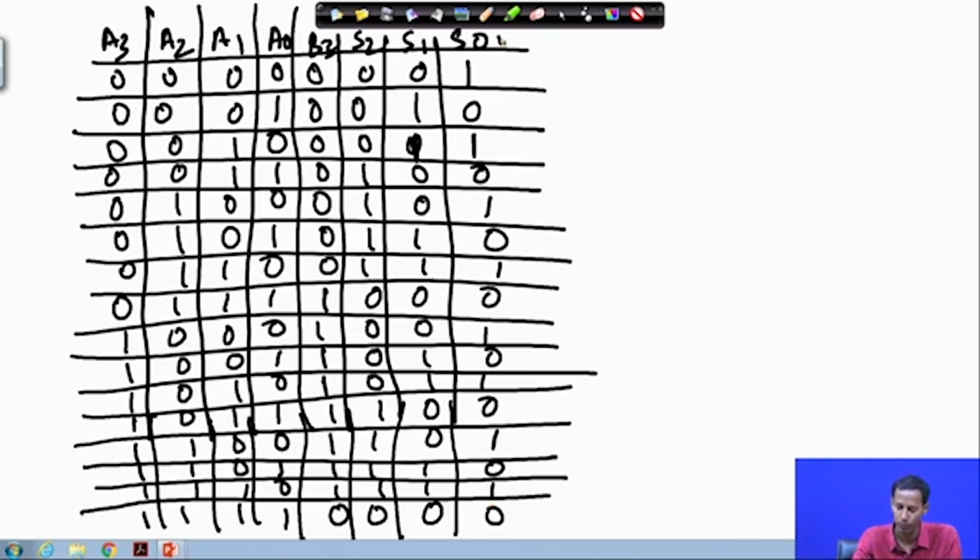Now, the first target is this S0. If you follow, whenever this is 0, this is 1, this is 1, this is 0, this is 0, this is 1, this is 1, this is 0. By seeing this table, I can write that this S0 is A0 bar. Why can I write that? Basically what I am doing here is incrementing it by 1, right.